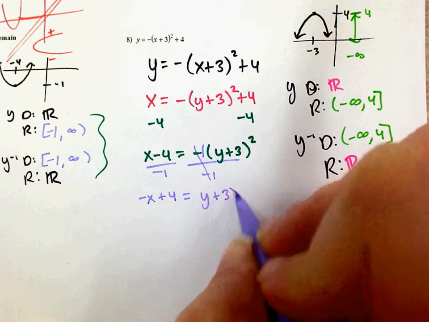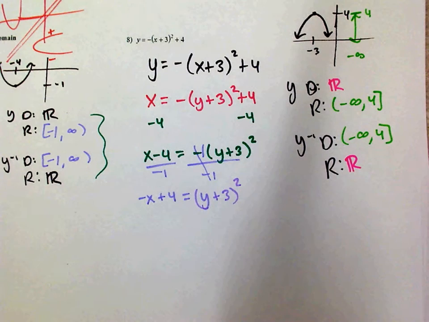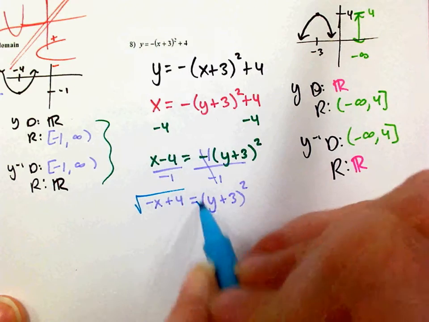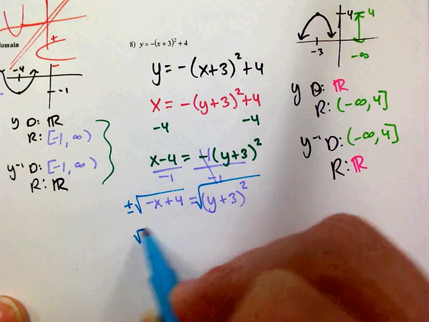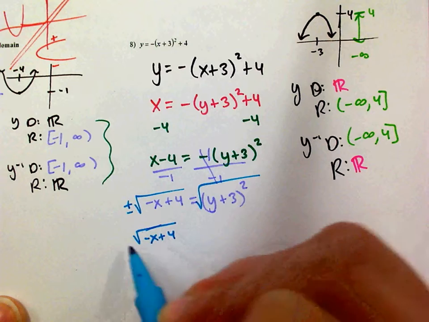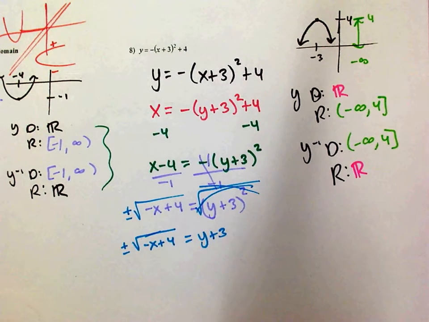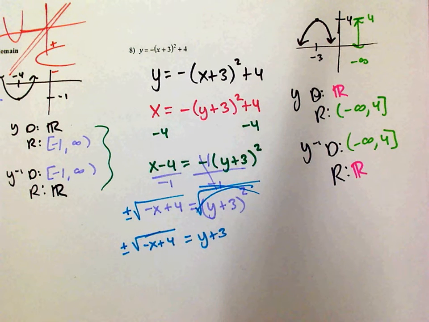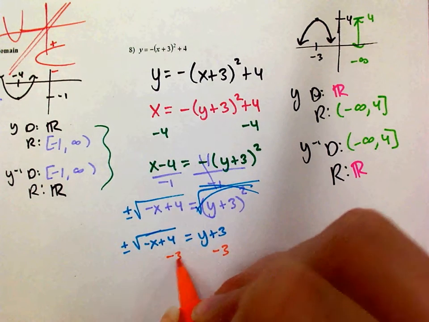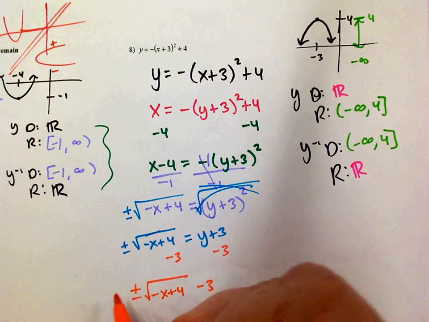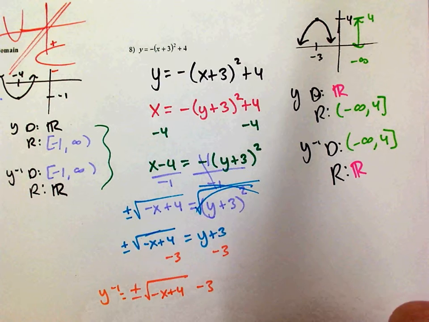I want to get rid of these squares, so I square root both sides. And when I square root, there are two answers. Okay, I need to get rid of the 3. So the last step, I'm going to subtract 3. I subtract 3 here, subtract 3 there. Plus and minus the square root of negative x plus 4 minus 3 equals y inverse. Or y inverse equals that. Okay.